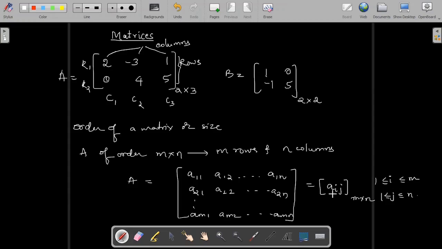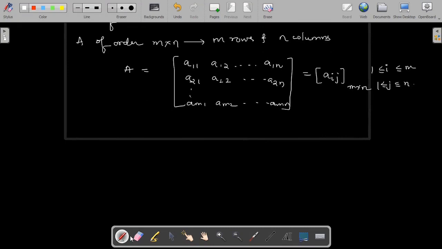This is because i is the row index, j is the column index. Aij means it is the element in the ith row and jth column. A11 means the element in the first row, first column. A22 means the element in the second row, second column. Amn means the element in the mth row and nth column. This is how we represent an m by n matrix in a general way.